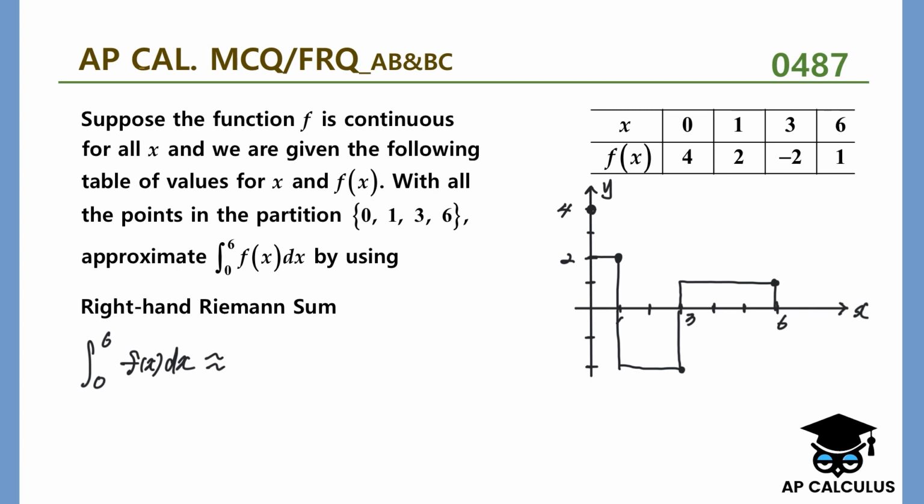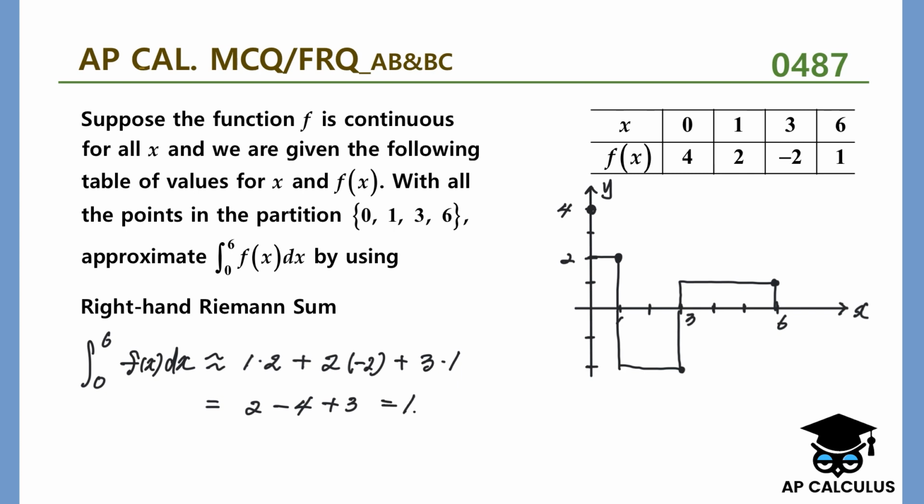So this definite integral from 0 to 6 of f of x dx can be approximated using the right-hand Riemann sum as 1 times 2 plus 2 times -2 plus 3 times the height, which is 1, so 3 times 1. That is equal to 2 minus 4 plus 3, which is equal to 1.